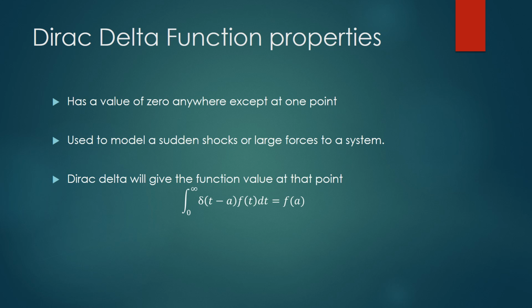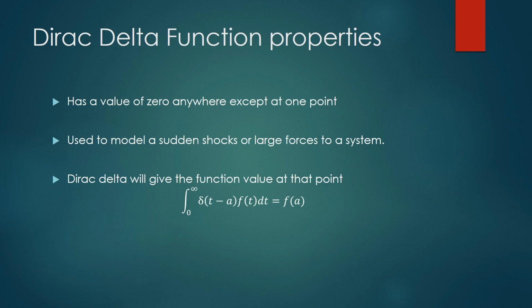And the Dirac delta function is used to model a sudden shock or a large force on a system. For example, it's like a forcing function like a hammer striking an object or a short in an electrical system. In this case, a large force or voltage will be exerted on the system over a very short time frame.